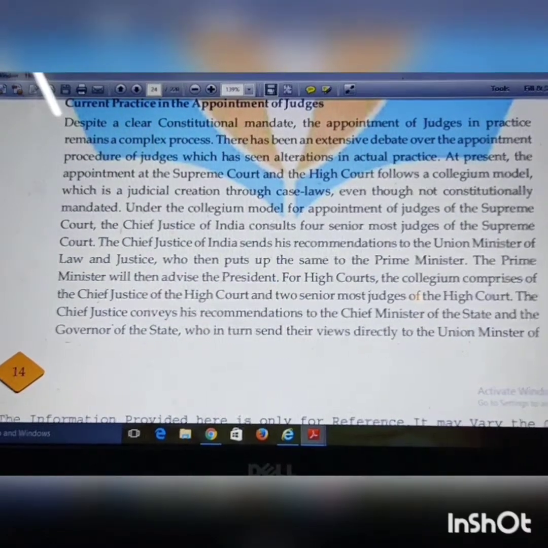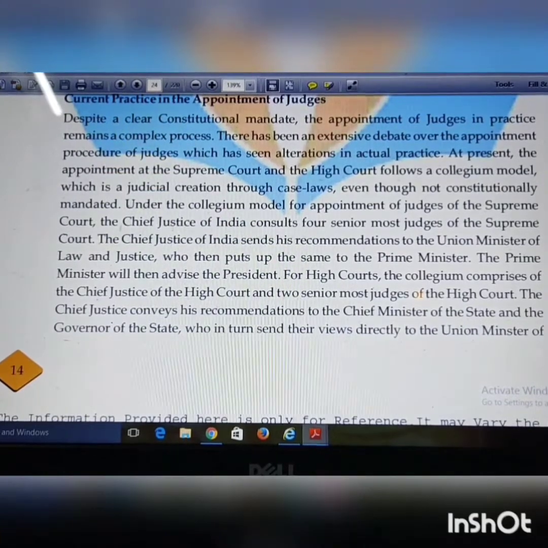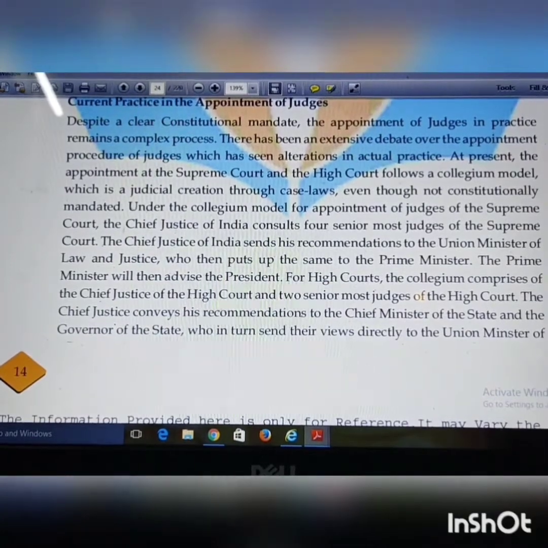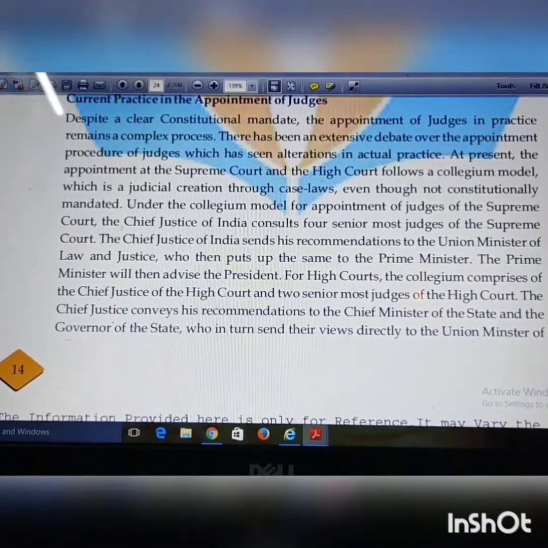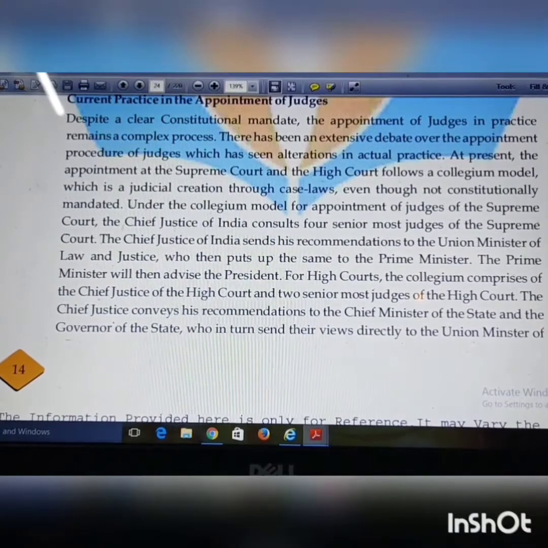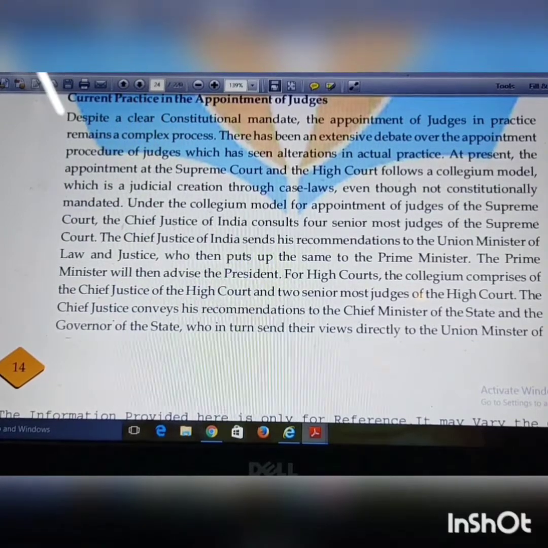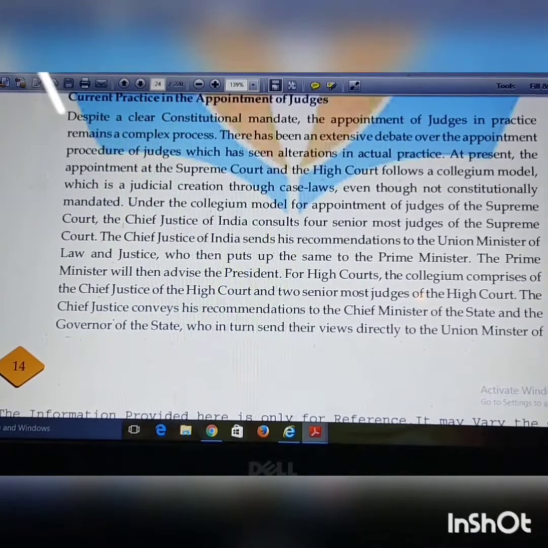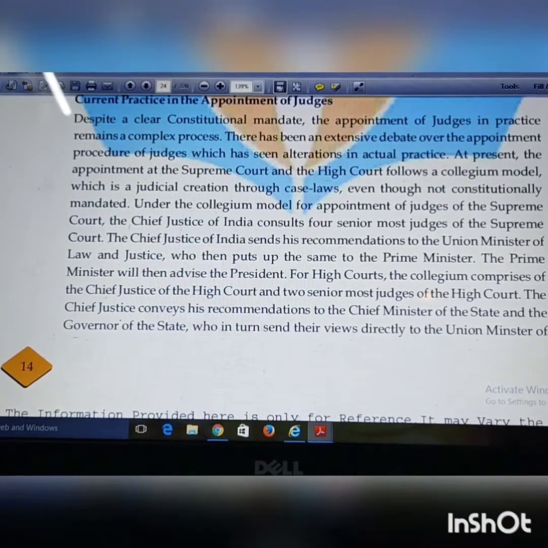judges changed. After the collegium model for appointment of judges of the Supreme Court, the Chief Justice of India consults 4 senior most judges of the Supreme Court. Means Chief Justice की तो consultation लेनी ही है. And apart from that, the Chief Justice of India further consults 4 senior most judges of the Supreme Court, and that is the collegium of 5 judges. One is the CJI and the rest 4 are the senior most judges of the Supreme Court. There is a homework for you. You will find out and comment down below who the 5 judges in the collegium model are at present.